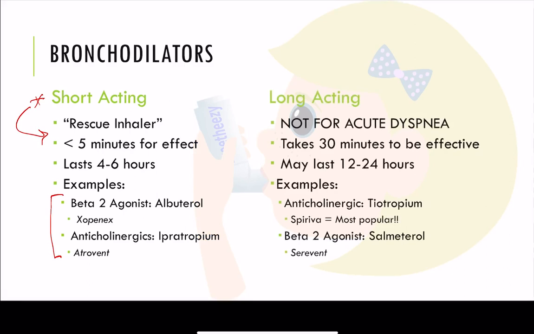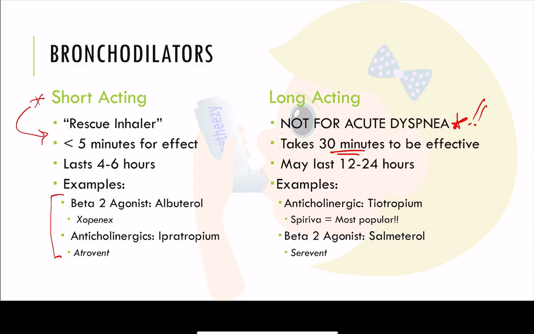A long-acting inhaler takes longer to be effective. So it takes 30 minutes before you'd get the effect. So if you are having an acute respiratory issue, such as an asthma attack, you do not want to wait 30 minutes before you get the bronchodilation. So a long-acting inhaler is not for acute dyspnea. It takes longer to come on, but then it lasts 12 to 24 hours.